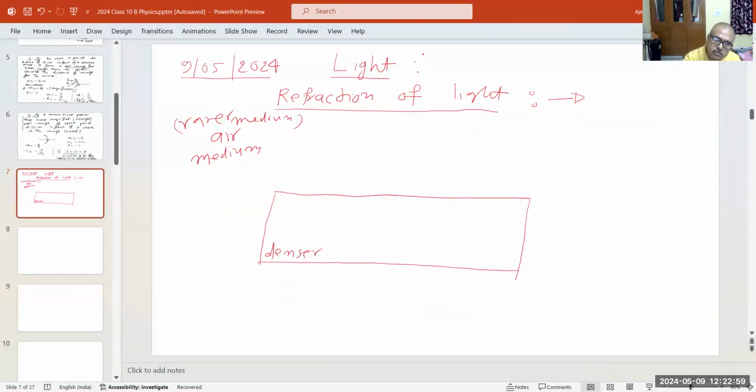Suppose that here XY is the medium separator, and you just think of one normal. This normal is drawn to the interface. Dotted lines show the imaginary line perpendicular to the interface, and this is called normal. N stands for normal. ये ध्यान रखना.